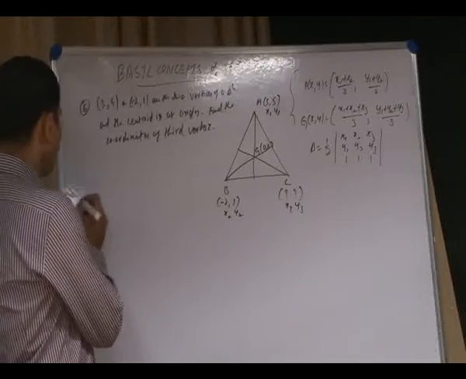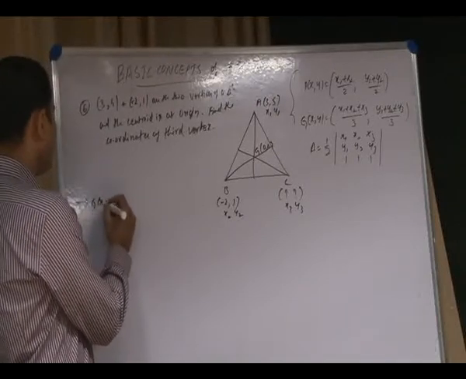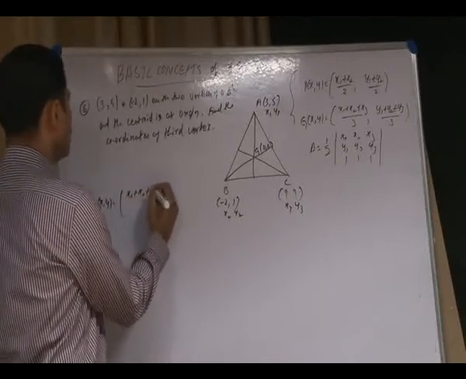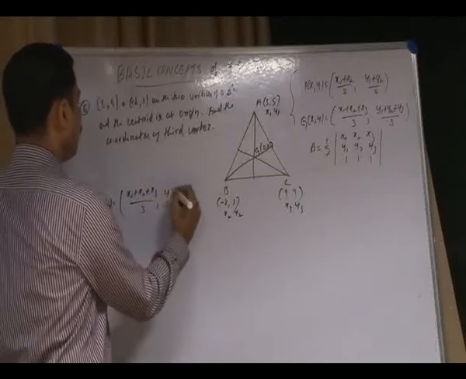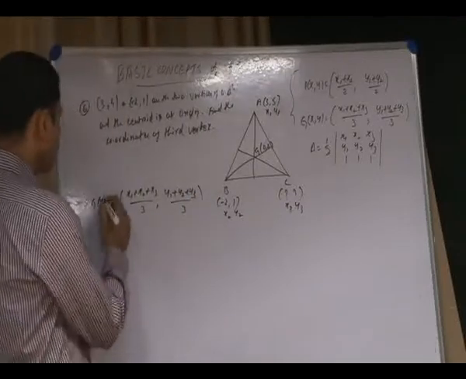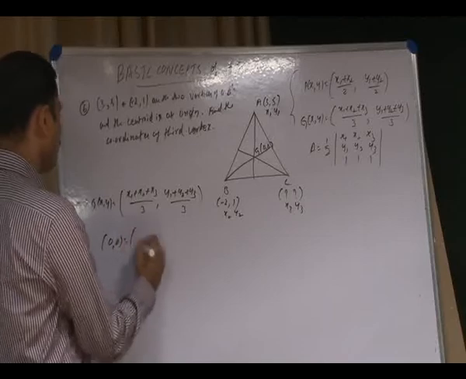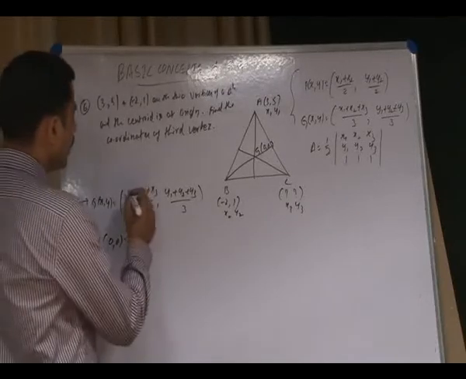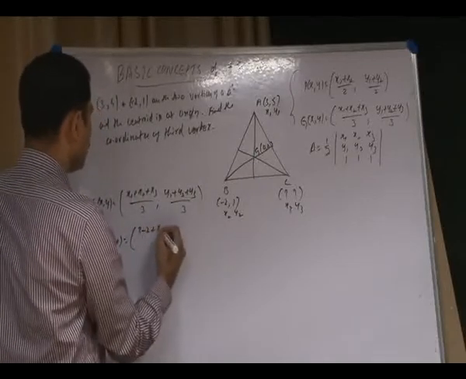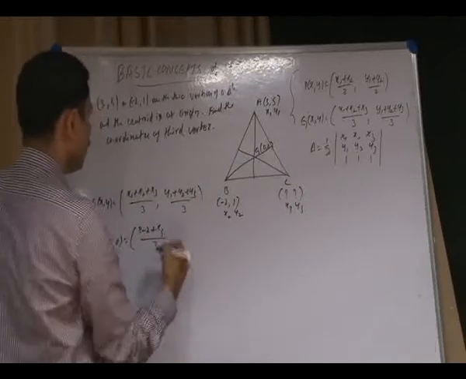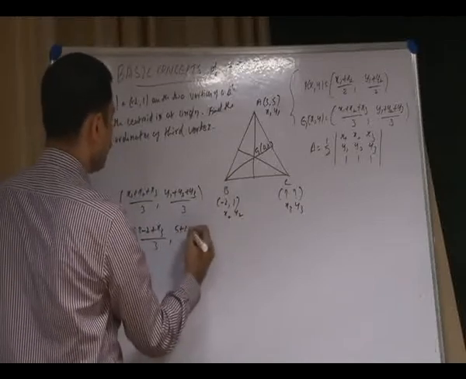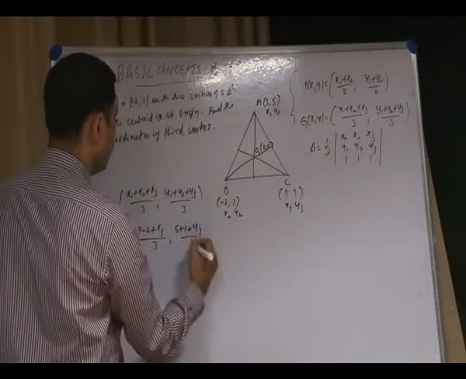So, here we know the relation, the coordinates of the centroid of the triangle G(x, y) is equal to ((x1 + x2 + x3)/3, (y1 + y2 + y3)/3). Substituting in this, the coordinates of the centroid is (0, 0), since that point is at the origin, that is given. So, x1 plus x2, x1 is 3 here, plus x2 is minus 2, plus x3, that you have to find out here, divided by 3, comma, y1, y1 is 5, plus y2 is 1, plus y3, divided by 3.